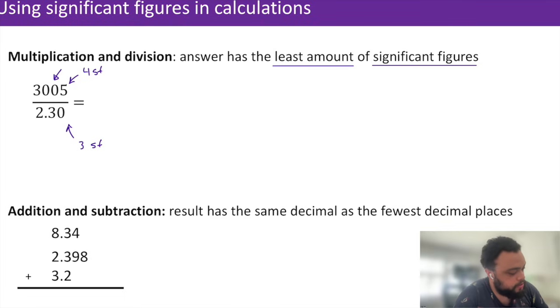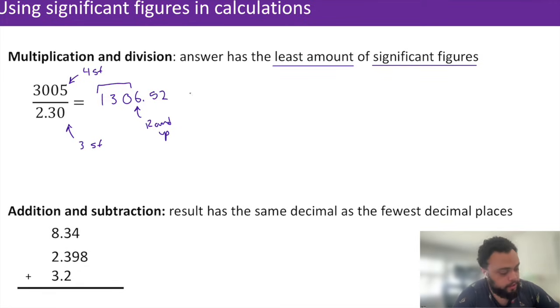These count as significant figures because they are sandwiched between two non-zero numbers. This is a trailing zero after a decimal, so that also counts as a significant figure. This one, however, has the smallest number. And so when you do this math, the number you should get out is 1306.52, but we only want the three highest significant figures, which means we're going to take this number and round it up to this. So we'll end up with 131. And I'm going to put a zero there.